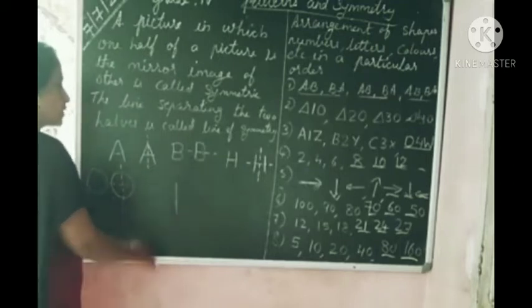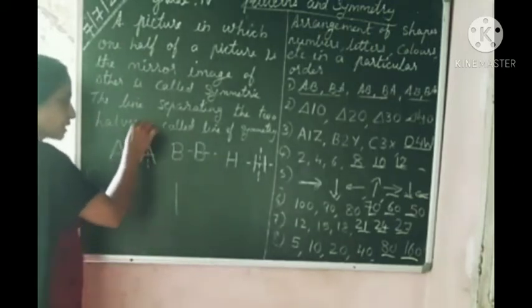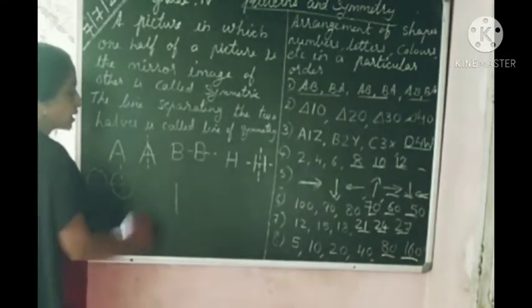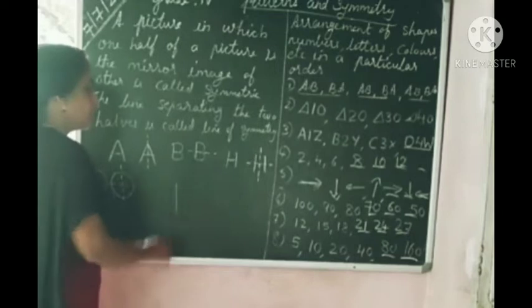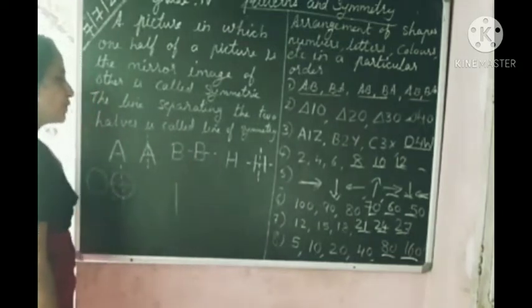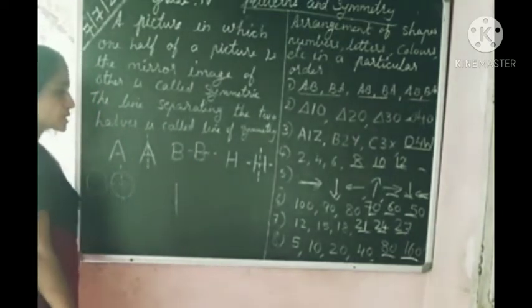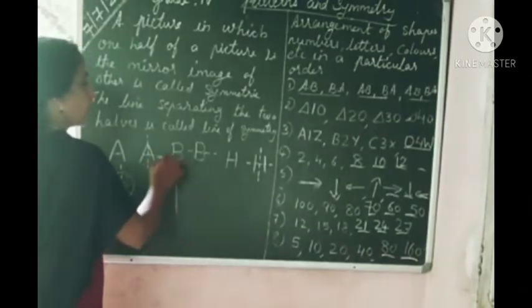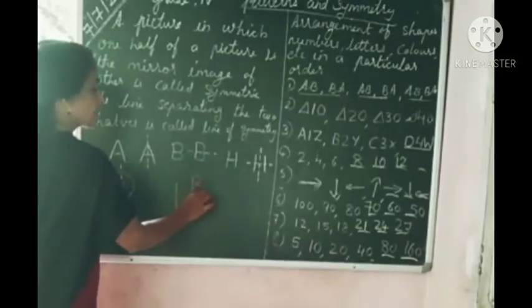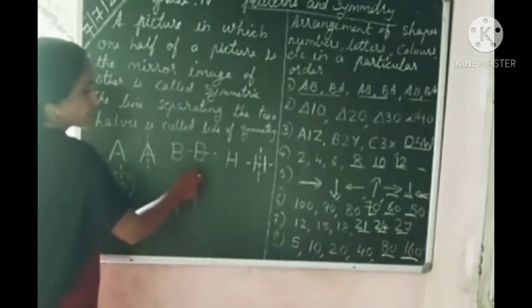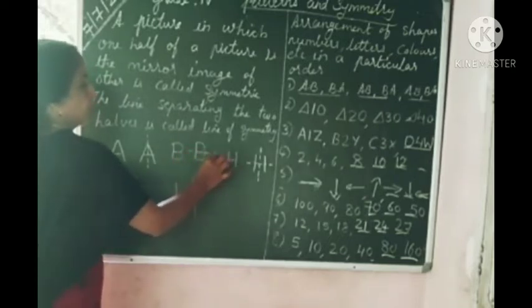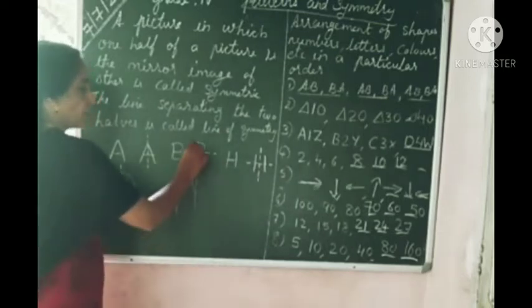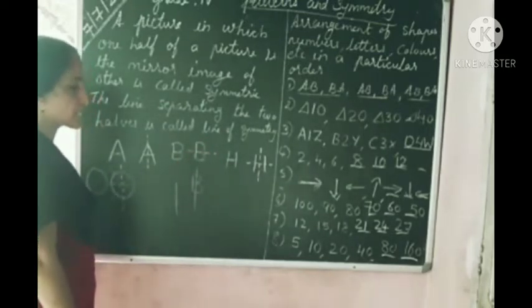This is a vertical line. Therefore, we can divide the letter A through which one? Vertical line. Therefore, this is the vertical line of symmetry. But look at B. We can also divide B into half. That is also a symmetrical letter. How is it divided? Can we divide it this way? No. Therefore, it is not half. We can draw the line which way? Horizontal. Therefore, this is the horizontal line of symmetry.